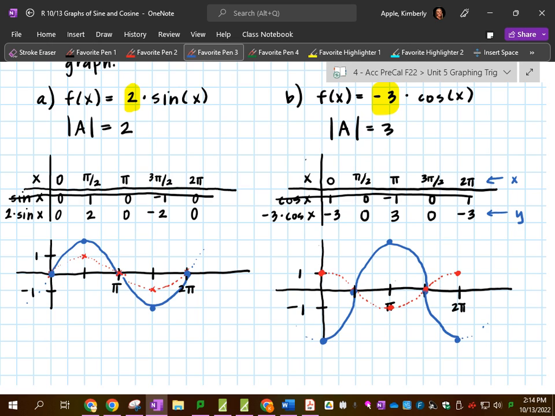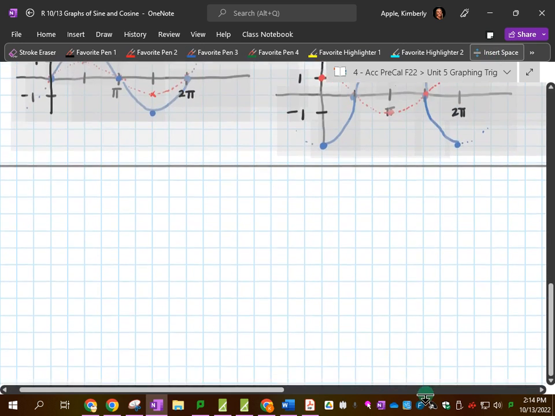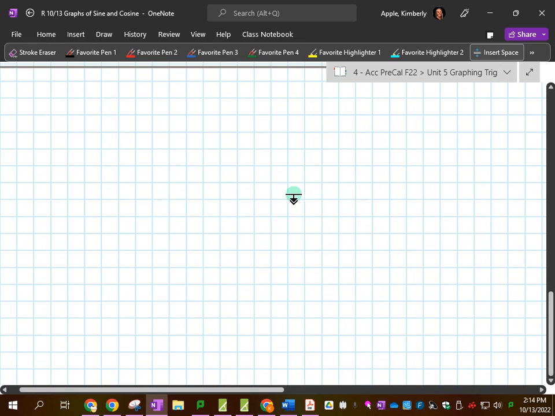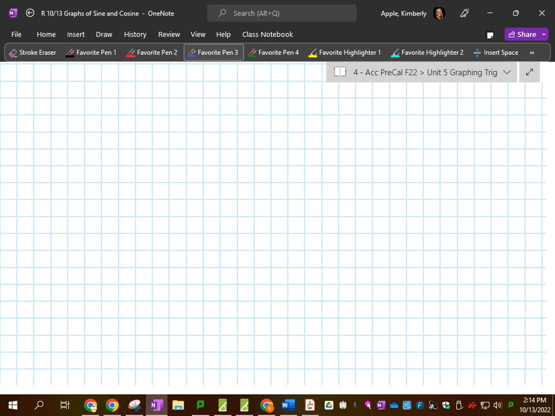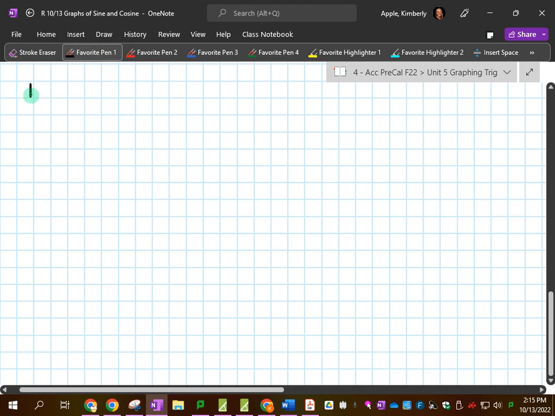Let's do the change in the period. This is the one that usually aggravates people the most, because it's the only one that you can't just straight up pull off the graph. So this is the period change. Remember, the period is how long it takes the graph to make one full cycle. We'll call this a period change.